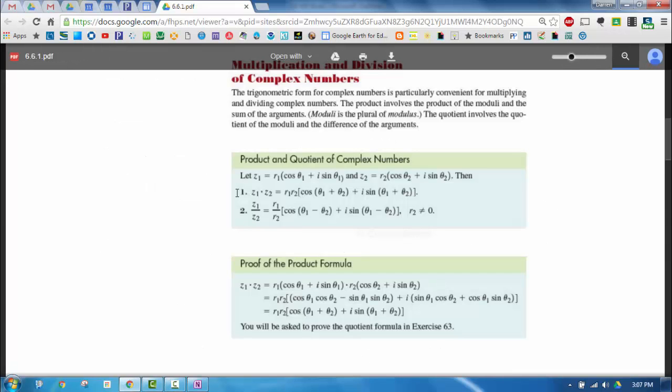Now, what I don't have on there is the product and quotient of complex numbers, which is right here. I don't have it on there because I think it's pretty easy. All you do is multiply the r's together and then add the thetas together. And that's it. When you divide, you do the same thing. You divide the r's and subtract the thetas. So I don't have this on there, but hopefully it's easy enough where we can memorize it.